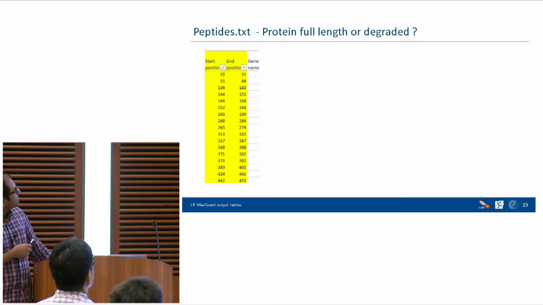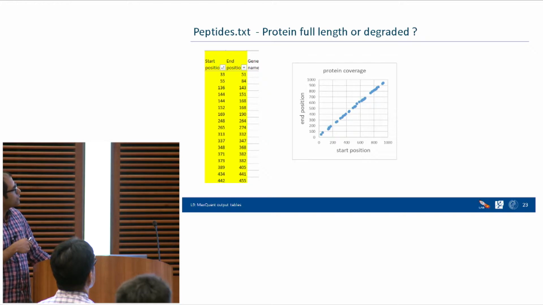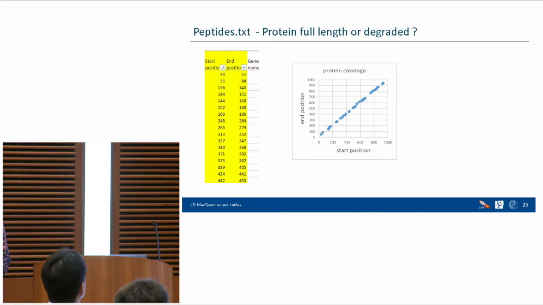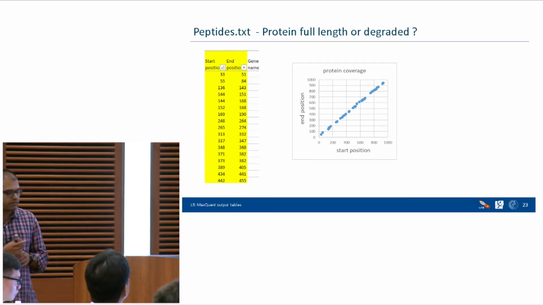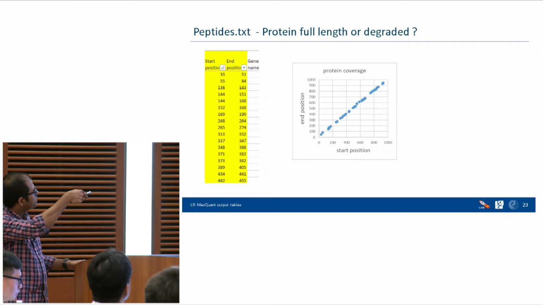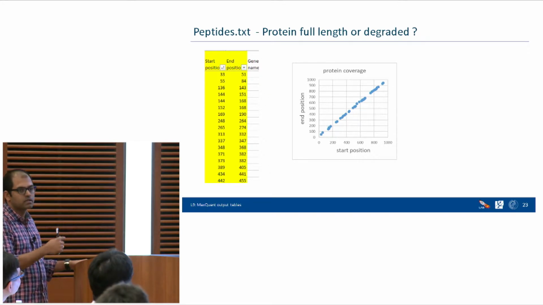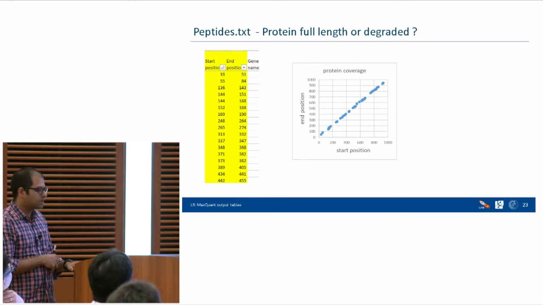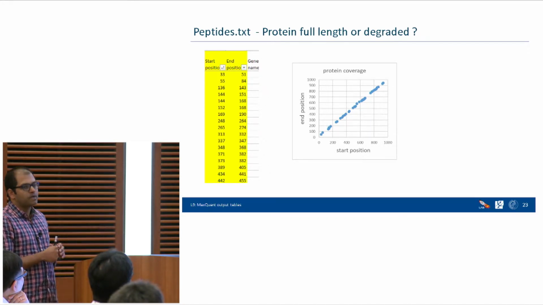Yeah, this we saw. Okay, so in the peptides table, for each and every peptide, you also have the start and the end position reported. And this is pretty useful because let's say you have a protein and you want to see which part of the protein is actually identified, then you can simply plot the start versus the end position. Here's the start and the end, and you see that for this particular protein, which is about 900 and some amino acids long, it is completely full length.